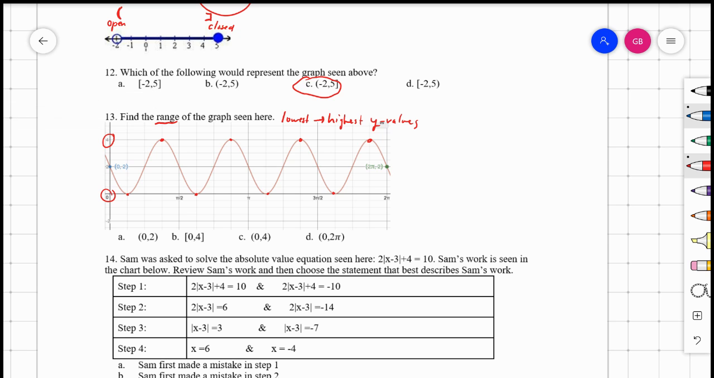Okay, and they're both closed, right? This graph goes through those points. So it's closed. And so they're going to be brackets. So bracket, bracket from 0 to 4. It's going to be option B.